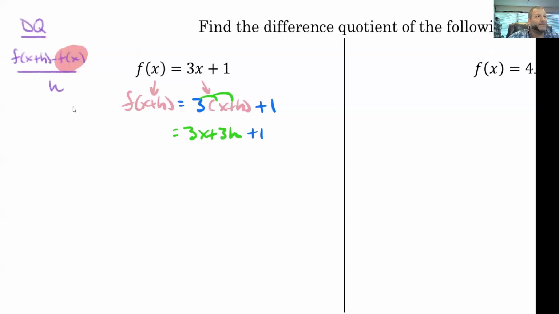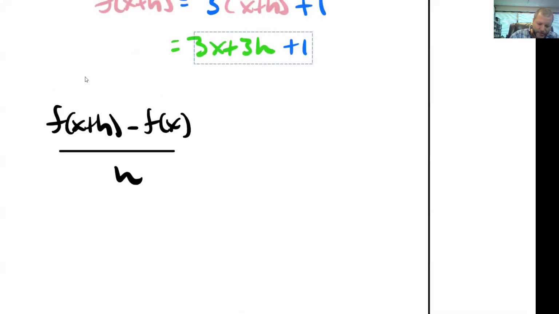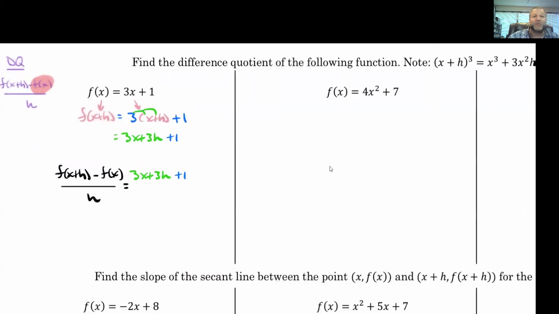All right, so now let's plug what we know into the difference quotient. I have f of x plus h, which I now know, minus f of x, all divided by h. My f of x plus h part is right here, the 3x plus 3h plus 1. Then next, I'm going to subtract my function. Here's where a lot of students will make mistakes. Remember, I'm subtracting f of x as if it were in parentheses. I'm subtracting the entirety of it. So I'm subtracting all of 3x plus 1 from my f of x plus h, divided by h.